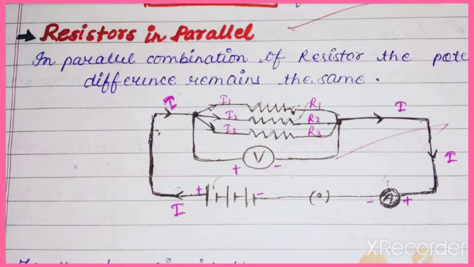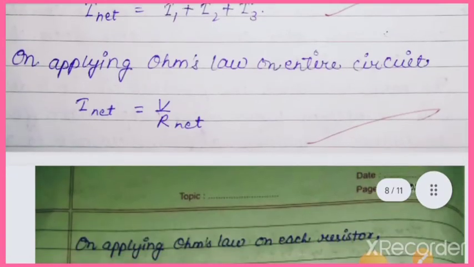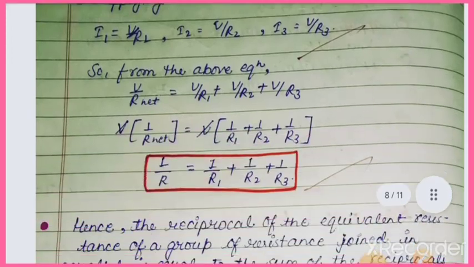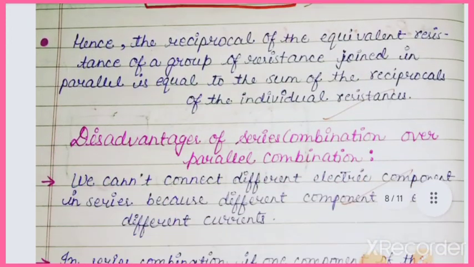So in parallel, there is a separate key or separate switch for all the appliances, so that if one appliance gets damaged, then the others will work properly, they will not be affected, right? So here is also a formula, how can we derive it.